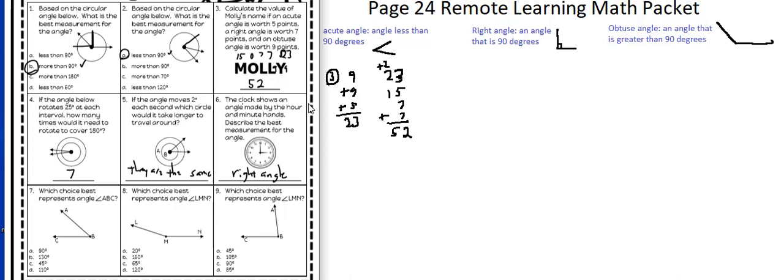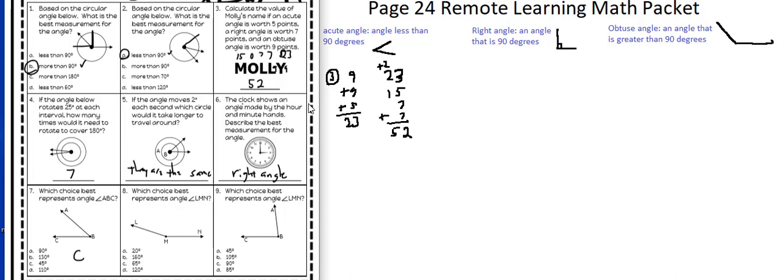All right, number 7, which choice best represents A, B, C? All right, so A, 90 degrees. Nope. B, 130. Nope. C, 45. I'm going to go with C, 45 degrees, because all the other ones are either 90 degrees or greater than 90 degrees.